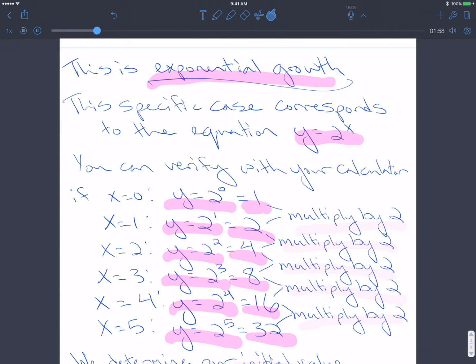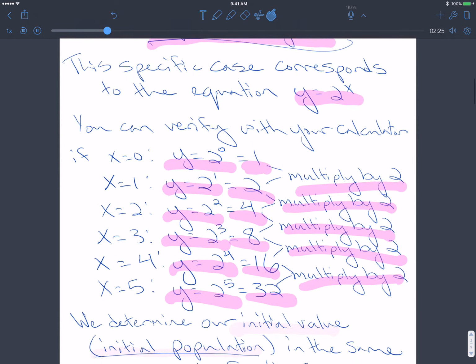Notice that in each of these cases, when I go from 1 to 2, I multiply 1 by 2 to get 2. When I go from 2 to 4, I multiply 2 by 2 to get 4. When I go from 4 to 8, 4 times 2 is 8. 8 times 2 is 16. 16 times 2 is 32. So this multiplying by 2 is what's happening in each instance. And that corresponds to the number 2 in the equation, 2 raised to the xth power. We can determine these values.